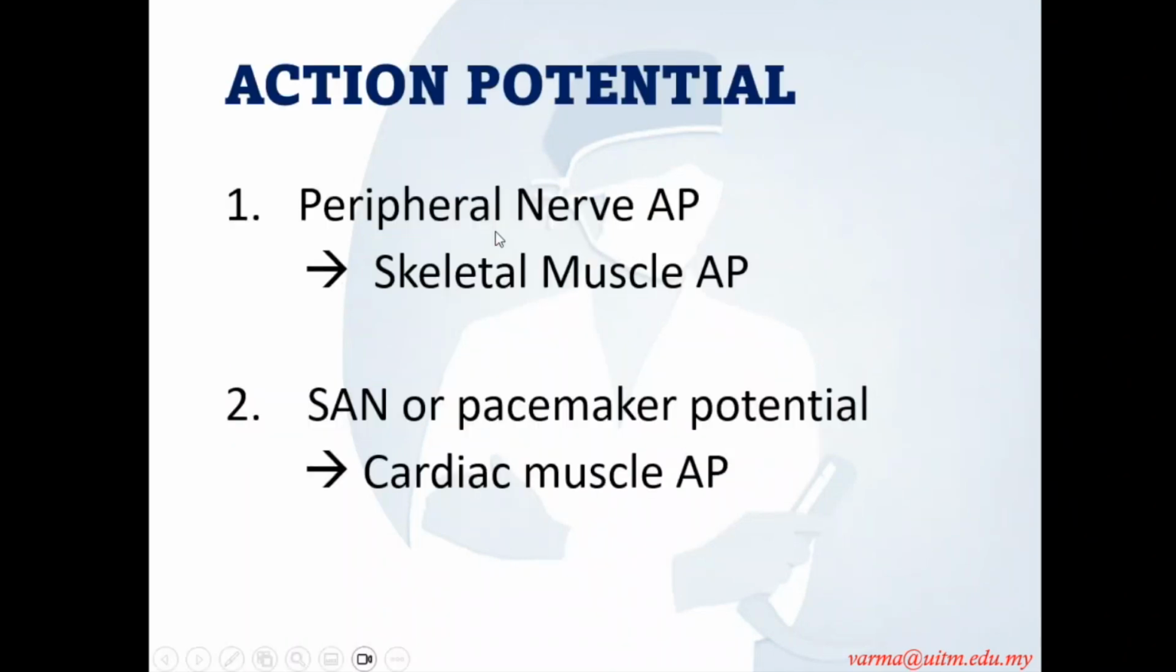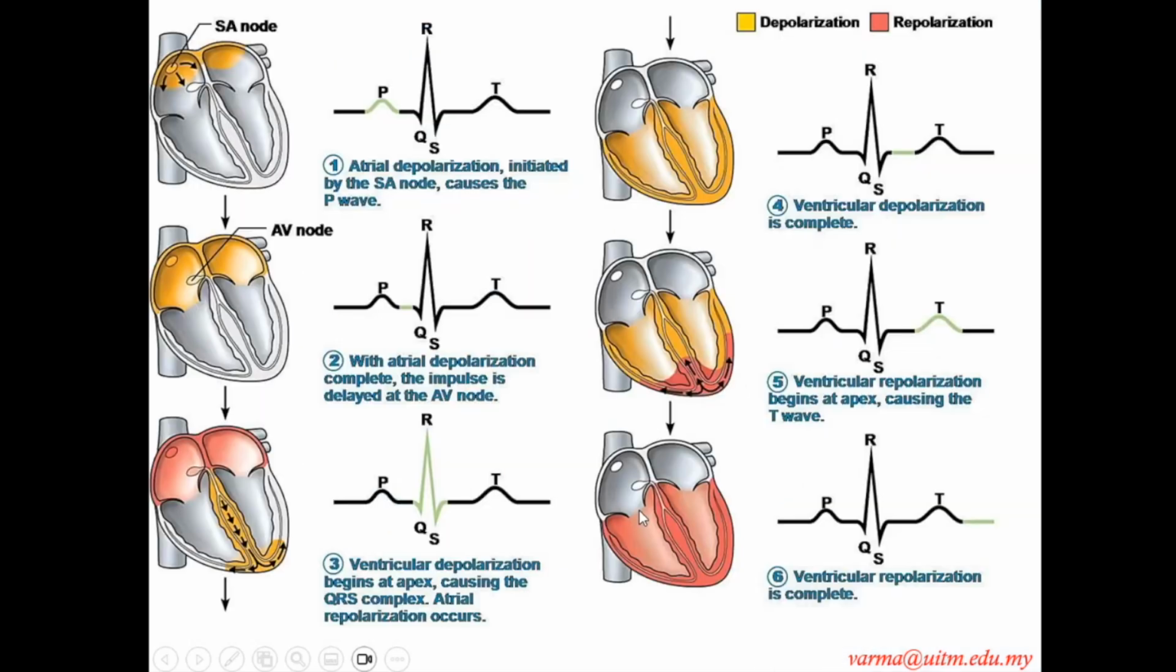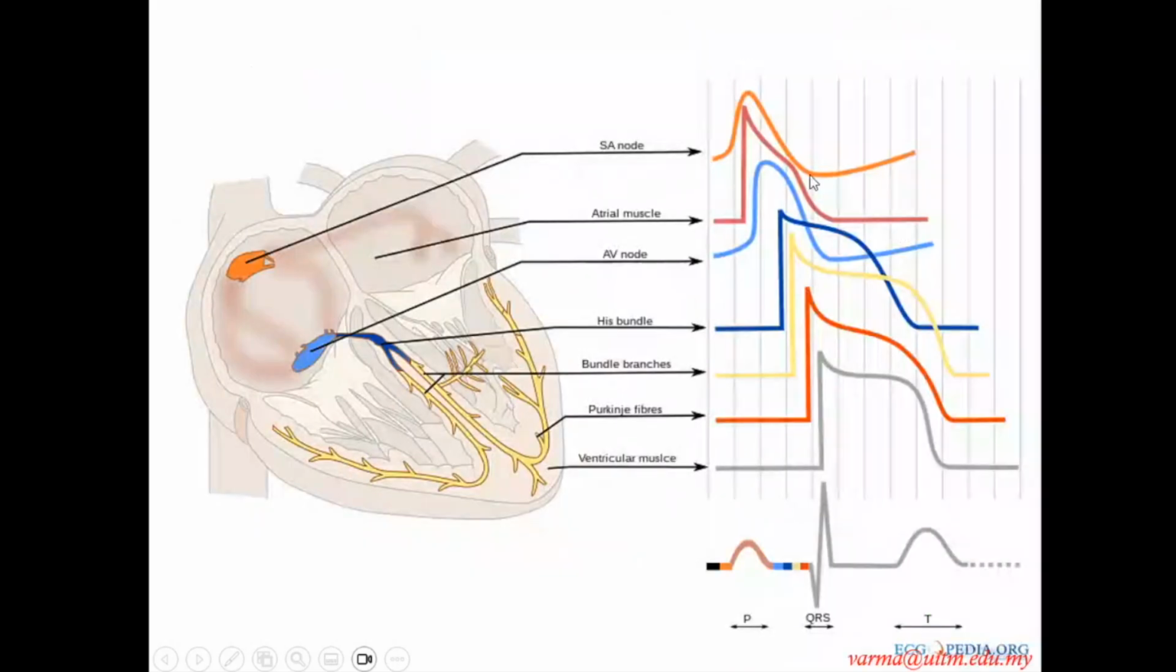For action potential, I just want to show the differences between the skeletal versus cardiac muscle action potential. Peripheral nerve action potential is what we call the skeletal muscle action potential, because the peripheral nerve innervates your skeletal muscle. Whereas in the cardiac system, the signal transmission and propagation from your conduction system to the myocyte goes from your SAN pacemaker potential to your ventricular action potential, this part. From the SA node pacemaker potential until your ventricular cardiac myocyte action potential.